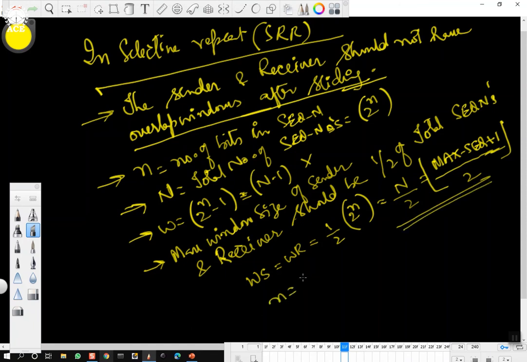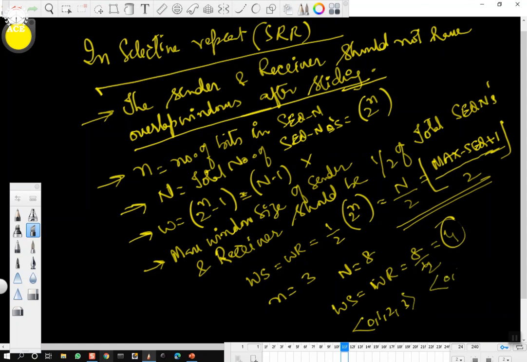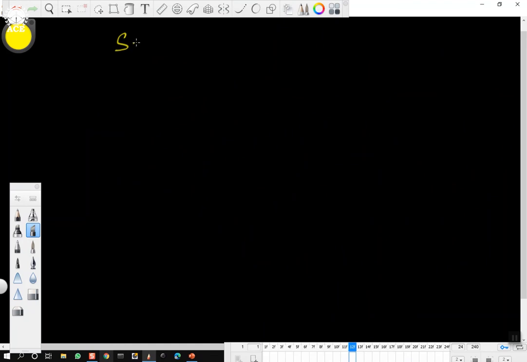Like if I take n equal to 3, the total number of sequence numbers is 8. So the window size of the sender and of the receiver should be 8 by 2, which is 4. So the sender will start with window 0, 1, 2, 3, and the receiver will also start with 0, 1, 2, 3. I'll go to the next slide.